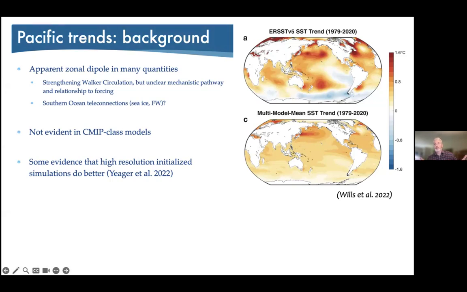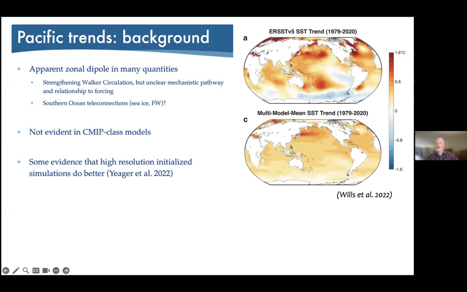So the other aspect of this issue is that this trend towards this zonal dipole is not evident in CMIP class models, and it's not consistent with either forced or internal variability in the models. So it seems like there's something that the models are not capturing in terms of this trend that we've seen in the observations and the reanalyses. The other element that's come out recently from some of Steve Yeager's work is that high resolution initialized simulations seem to represent this trend better than the low resolution model.